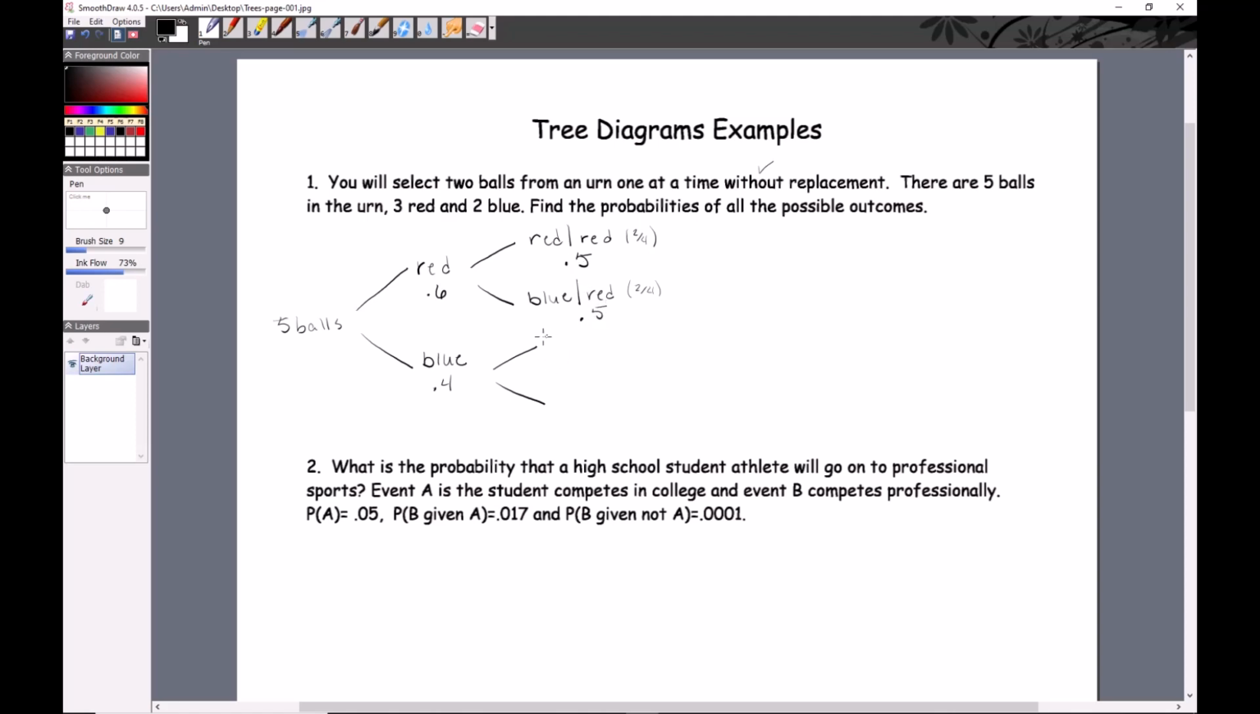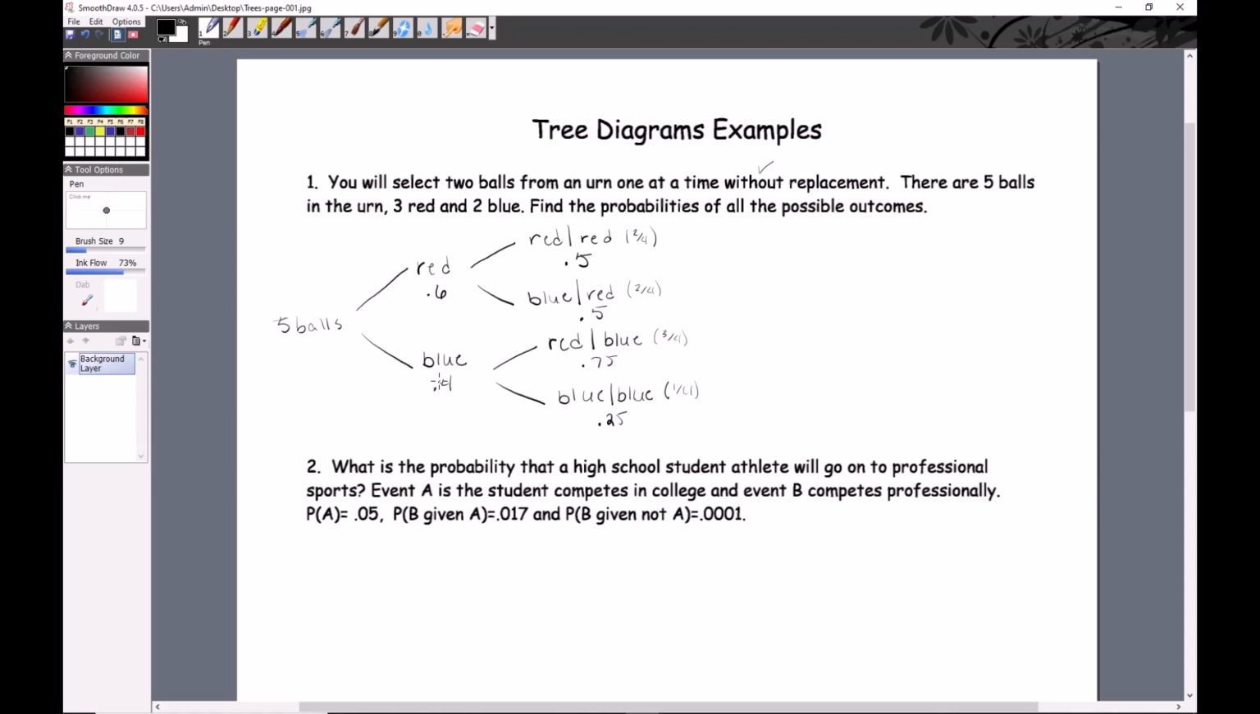Then let's go down here and say you picked a red, given that you picked a blue. Well, you picked a blue, that leaves you with 4 balls, and 3 of those are red, so that'll be 3/4. So that's 0.75. And let's say that you picked a blue, given that your first one was a blue. If you pull out a blue, that leaves you with 1 blue out of 4. So that's the probability of picking another blue, 1 out of 4. So that's 0.25. So this adds up to 1, these 2 add up to 1, these 2 add up to 1. We're good to go.